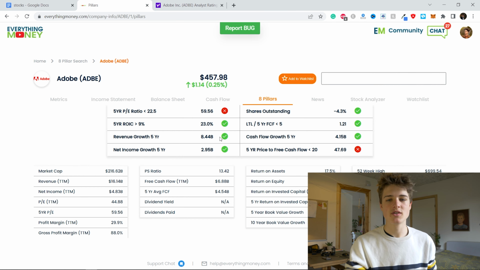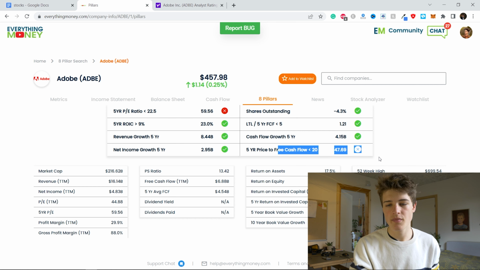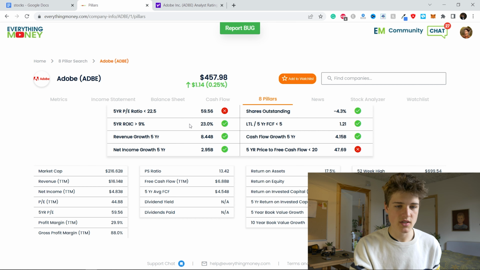When we look at the 8 pillars all taken out for us here, you can see that we have 2 X's, and these are the value indicators. But yeah, let me just go over these. So we have the 5-year return on invested capital, which is 23, and that is a lot greater than 9, so that is absolutely a check mark there. We have revenue growth over the past 5 years. We have net income growth, and these are huge. These are like doubling, so it's not a little tiny bit of growth. It's actually a lot of growth.